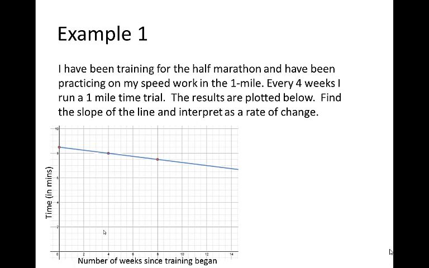So let's look at the graph for a moment. We have the time in minutes labeled here on the y-axis. That's my time. The number of weeks since training began is the x-axis. Right at the beginning, at 0 weeks, my initial time trial was right there at 8.5. After 4 weeks, I go down to 8. After 8 weeks, I'm here at 7.5. You kind of have to fill in these right here, because there's 7, there's 7.5. And we want to find slope and interpret what this slope means as a rate of change.